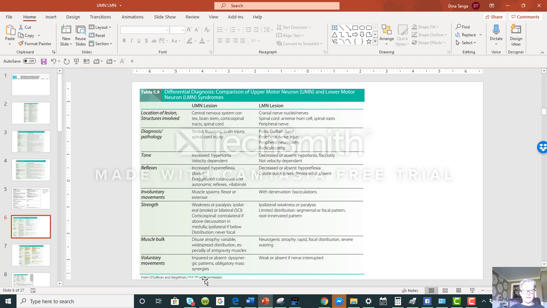Voluntary movements, impaired or absent, dyssynergistic patterns, obligatory mass synergies. So you're going to have your extensor synergy or your flexion synergy. And then on the lower motor lesion, it's going to be weak or absent if the nerve is interrupted.